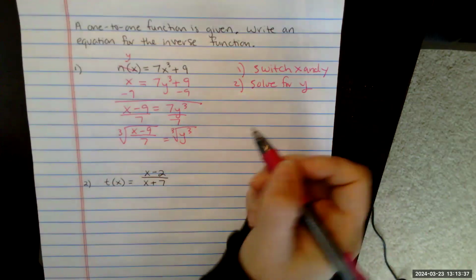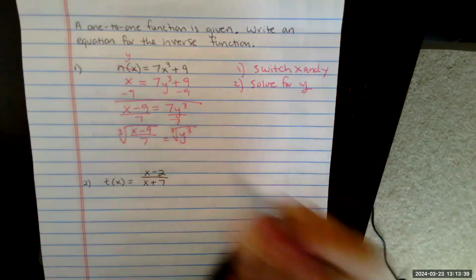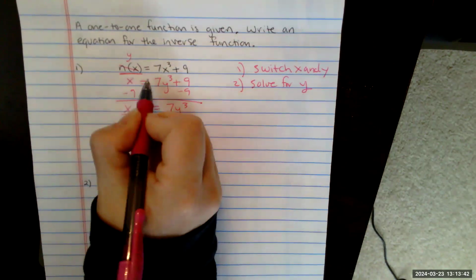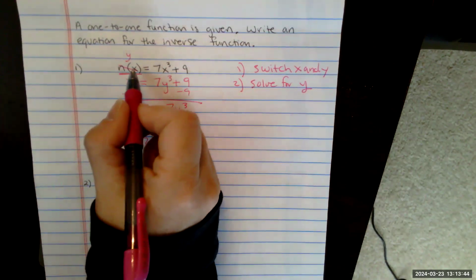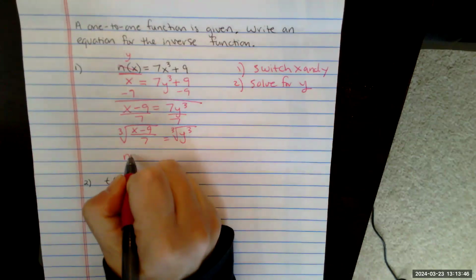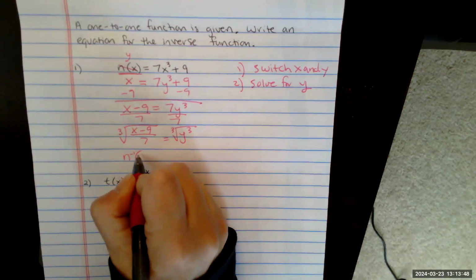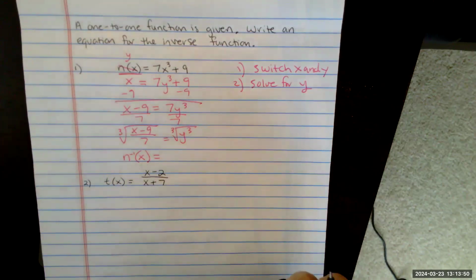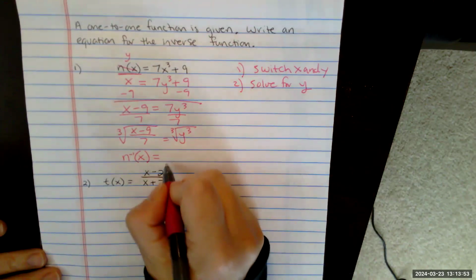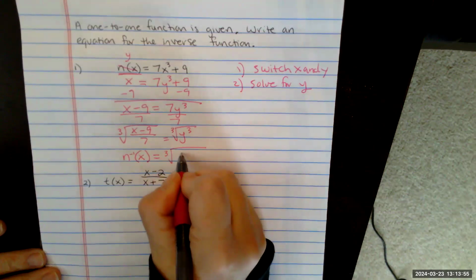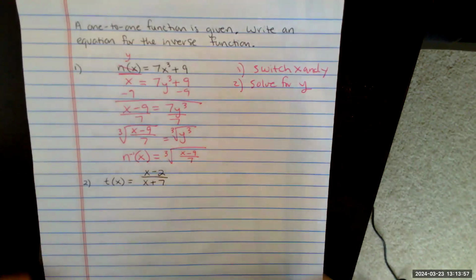So this is my answer, but the way you'll see it written is, if the original graph we were calling n of x, then we would call this one n to the negative 1 of x, which means the inverse. So the inverse of n is the cube root of all this stuff inside.